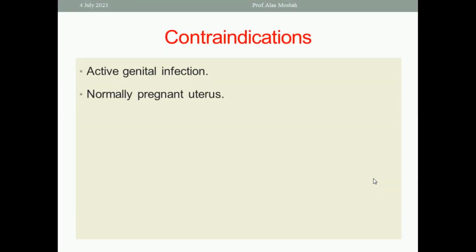Contraindications for using the Hegar dilator: active genital infection, so as not to spread the infection. Also, a pregnant uterus is a contraindication to using the Hegar dilator.